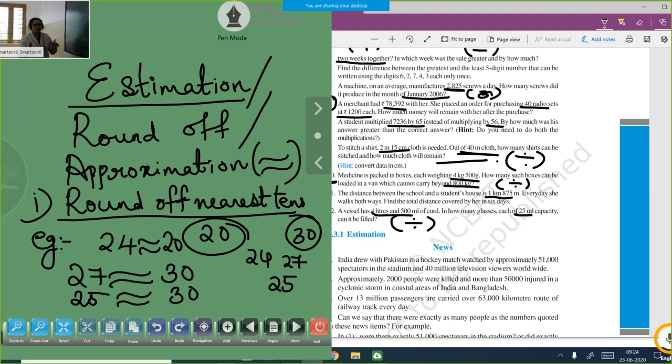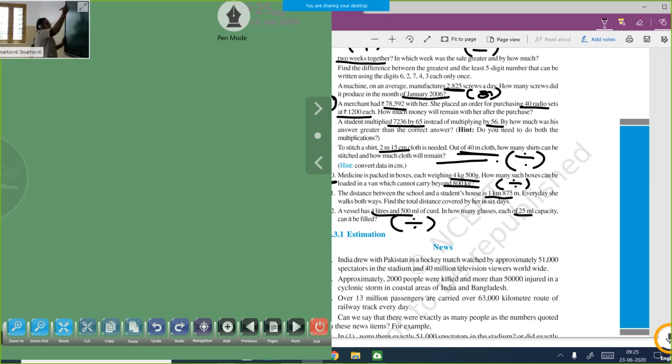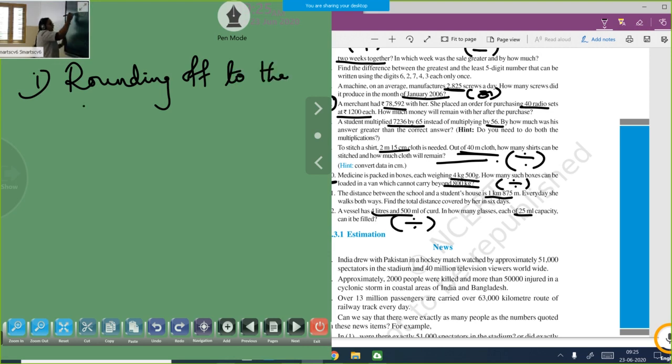No need of writing this one, the teacher will show that one. But the heading should be there, round off nearest tens. Some rules are there, how to write this estimation without this one. Without this, we can do the estimation. The teacher will show the general rule. So the teacher is going to the next page. Rounding off to the nearest tens.